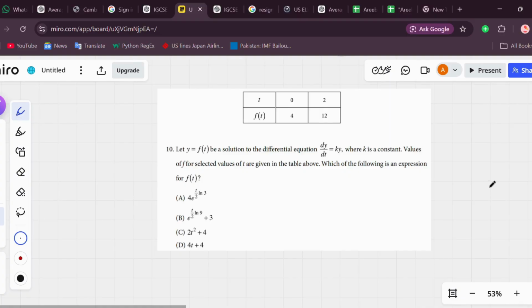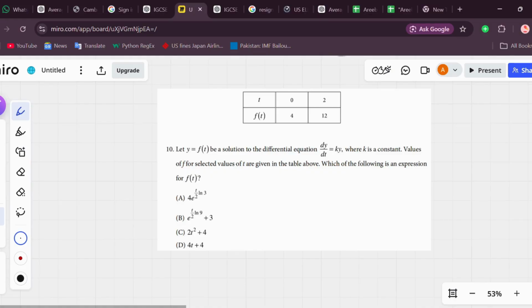Let y equals f of t be a solution to the differential equation dy over dt equals ky, where k is a constant. Values of f for selected values of t are given in the table above. Which of the following is an expression for f of t? We have the expression given, and we have the values given, and we have to decide which is an expression for f of t.